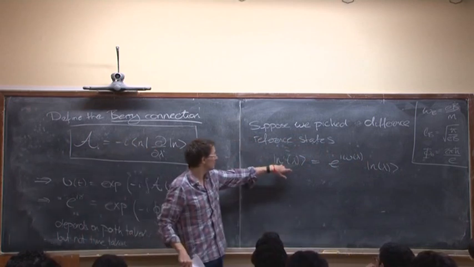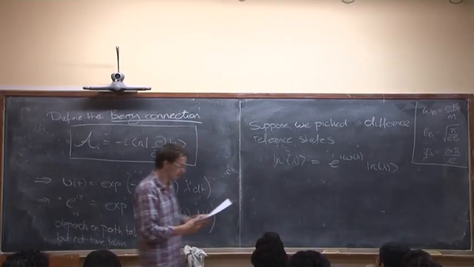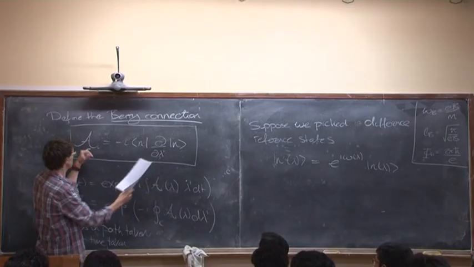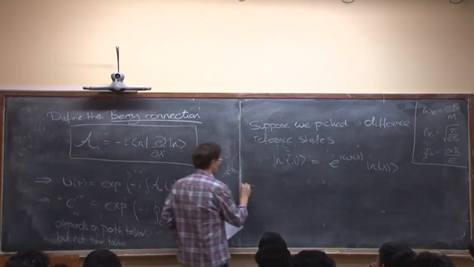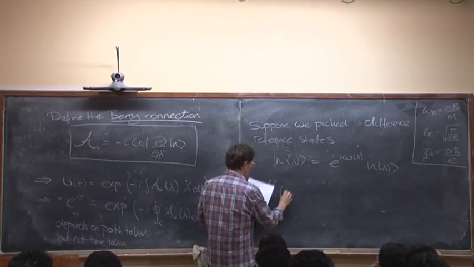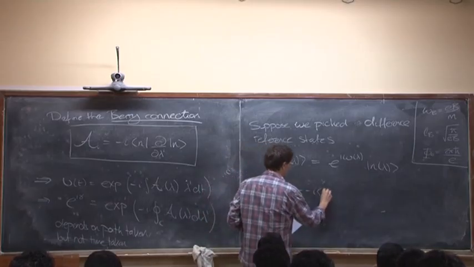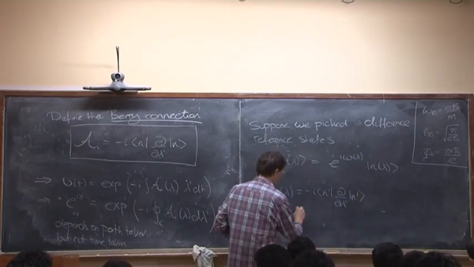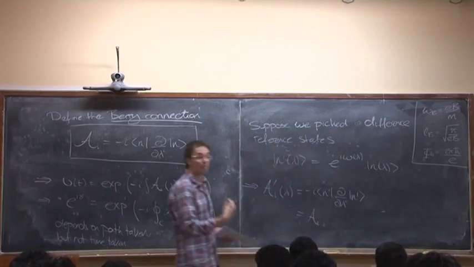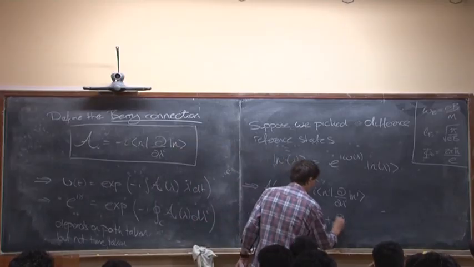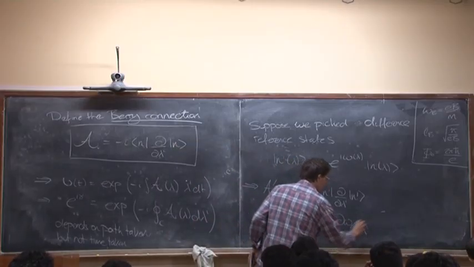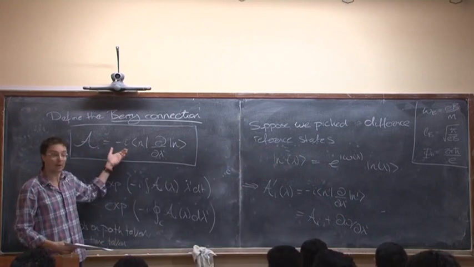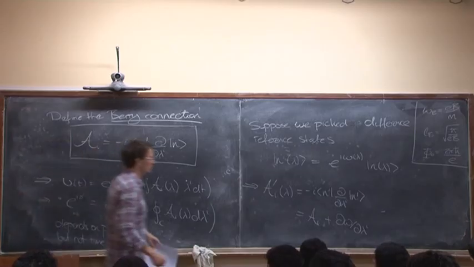So I can choose a different set of reference states n prime, which are related to the n's by this. If I plug n prime into this definition of the Berry connection, I get a different Berry connection, which I call A prime. Which is precisely the same as the other Berry connection plus a gauge transformation. Okay, so it's exactly the same kind of gauge transformation we meet in electromagnetism, but now it's for this slightly more abstract connection. It's just like a gauge transformation.